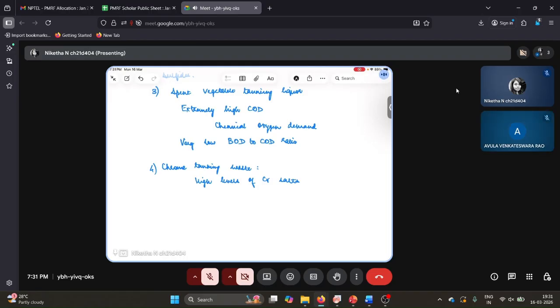Reason being that once we segregate, we can remove the chromium, we can precipitate the chromium salt as chromium hydroxide, and once we precipitate it, we can even recover the chromium as a solution. So this chromium solution can be reused in the process. So that is why we have to segregate the chrome containing waste.